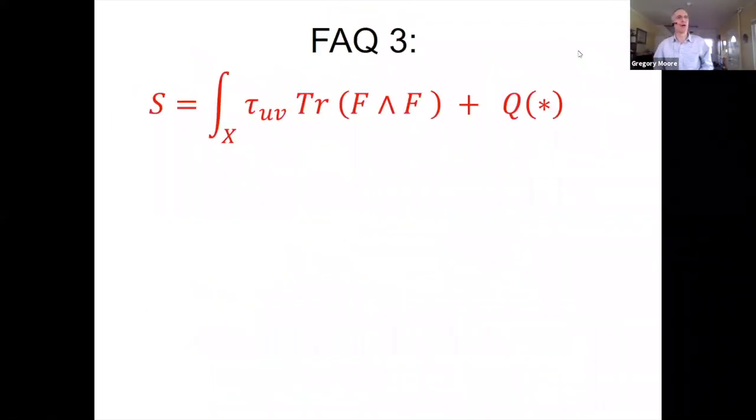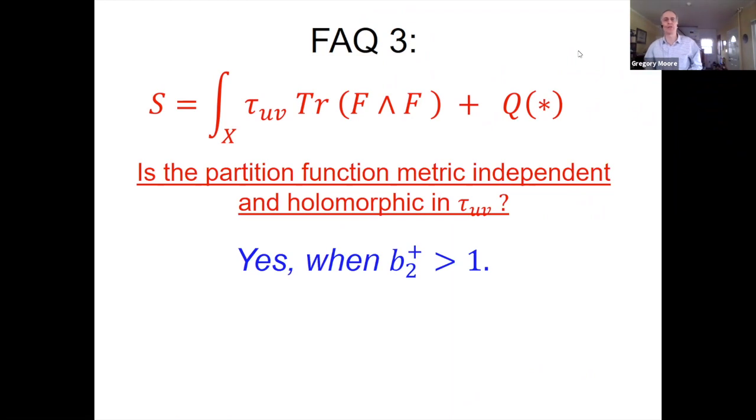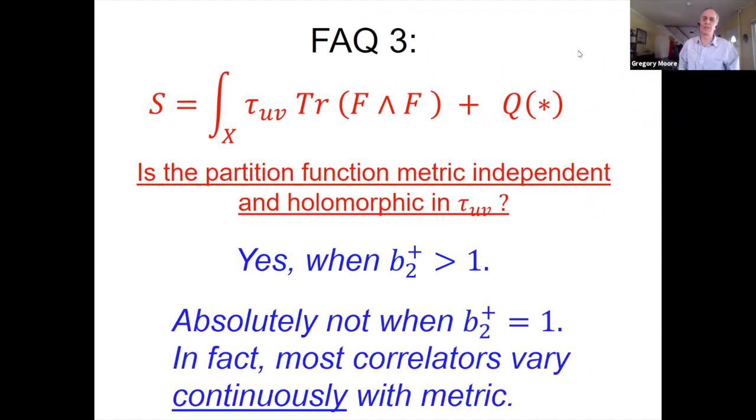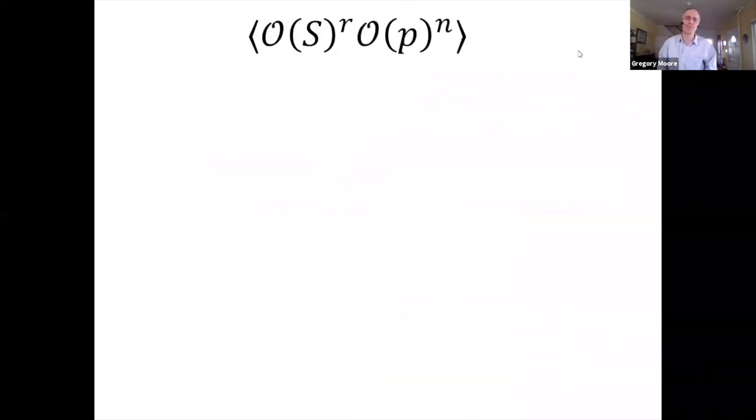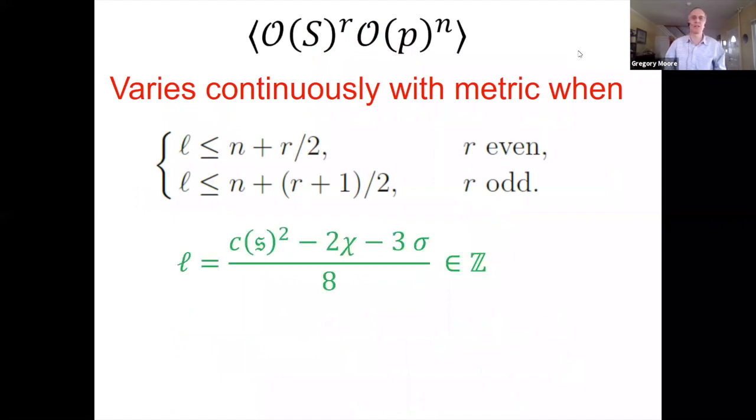Okay, so now, as I mentioned before, the action is of this form. So the natural question is, is the partition function metric independent and holomorphic in tau? And the answer is yes, when b2 plus is bigger than 1, and absolutely not when b2 plus is equal to 1. In fact, most correlators vary continuously with the metric. So if you look at a correlation function like this, with fixed r and n, it varies continuously with the metric when n plus r over 2 is sufficiently large. In other words, it's bounded if it's larger than this integer L that I defined before.